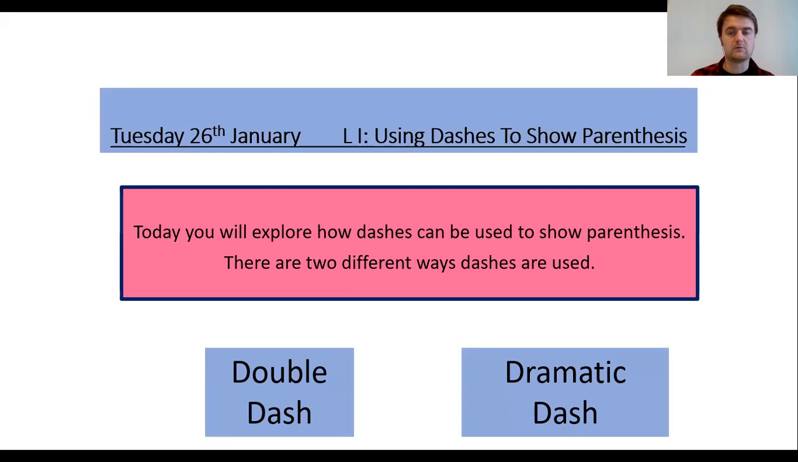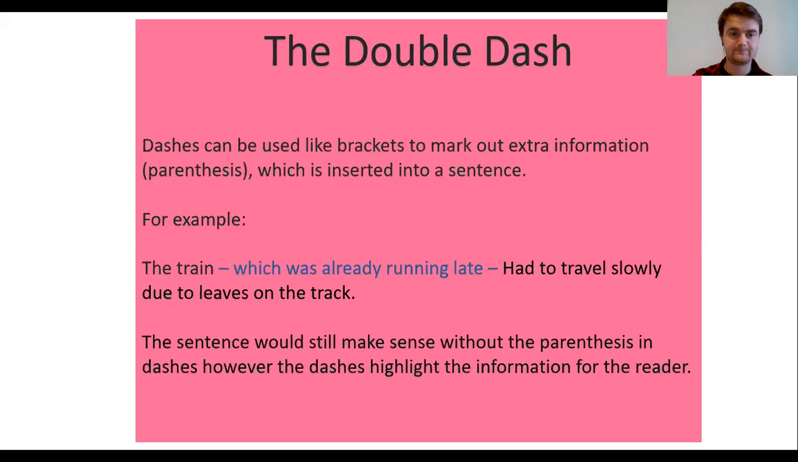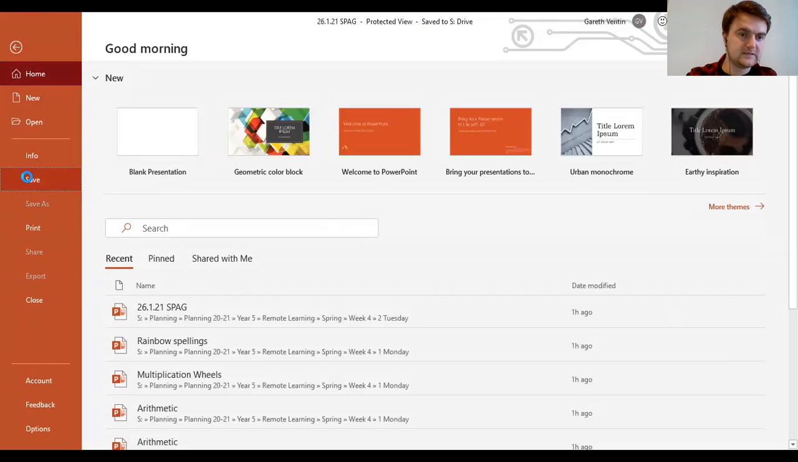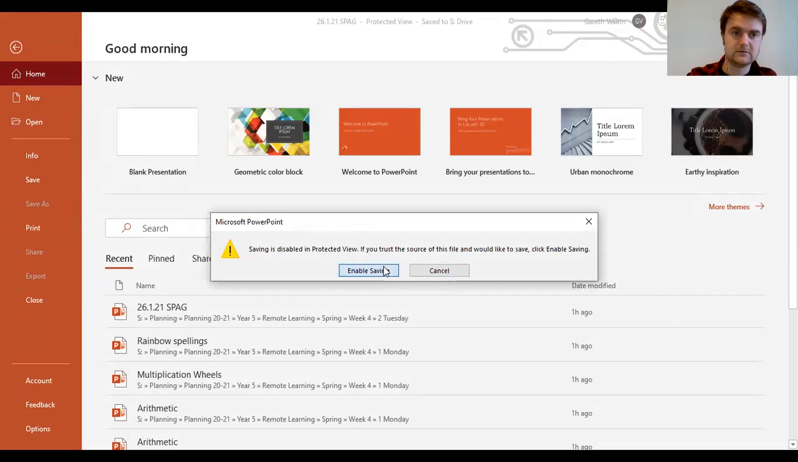Now, hopefully you will remember that a parenthesis adds extra information to something in the sentence. So dashes can be used like brackets to mark out extra information, or parenthesis, which is inserted into a sentence. For example, the train, which was already running late, had to travel slowly due to leaves on the track. Now, I should not have a capital H there.